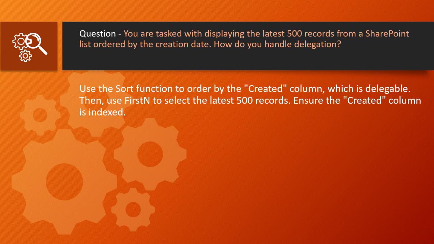You are tasked with displaying the latest 500 records from a SharePoint list, ordered by the creation date. How do you handle the delegation? In this case you will use the Sort function and order by the Created column, and Sort is a delegable function. Then you need to use FirstN to select the latest 500 records, and again you need to ensure that the Created column is indexed.